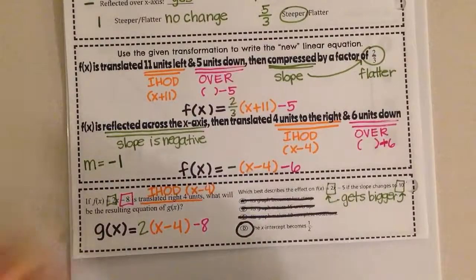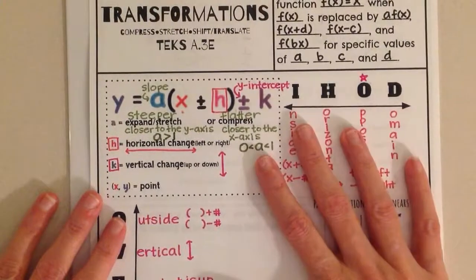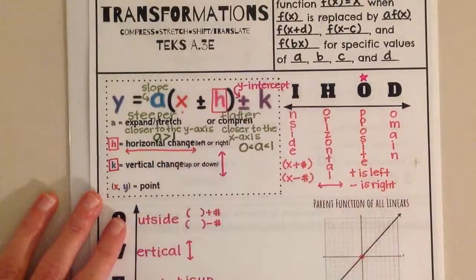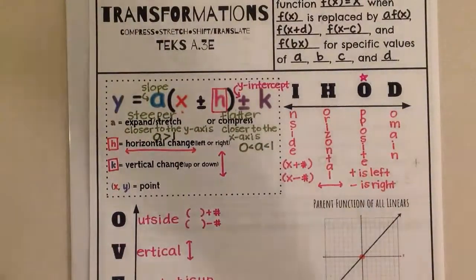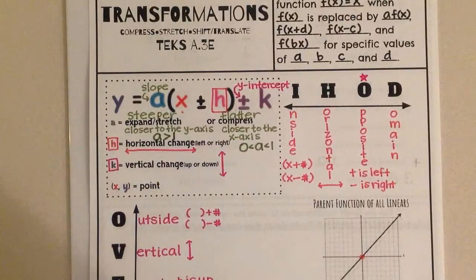Hopefully now you can see how you take your patterns for transformations, and you can identify what transformations are happening just by looking at where the values are located in your linear equation.